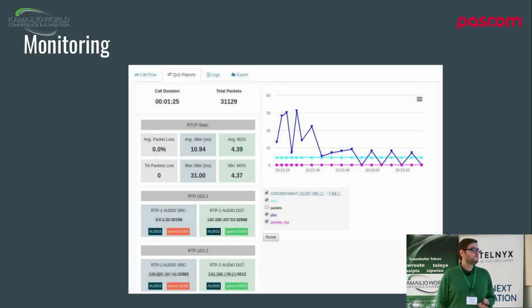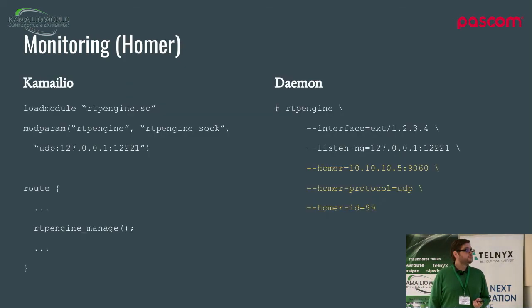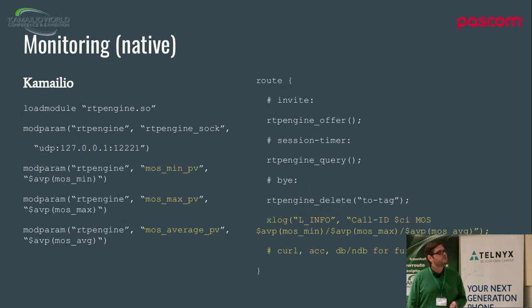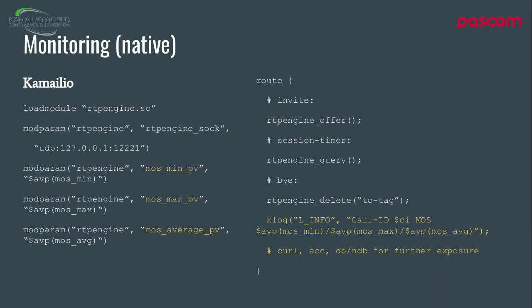So from a Homer point of view, I think this has been released last year already. RTPEngine can report RTCP to Homer, and Homer can then graph in real time your MOS score. And that's fairly easy again. Really, everything is easy. The only thing you need to provide to RTPEngine are the details of where to send your packets to. So you provide the Homer IP and port, you provide the protocol, some ID for correlation, and that's about it. And what's really new is the native style of monitoring. There are around, I counted it today, 40 parameters in the RTPEngine Kamailio module related to MOS reporting, or actually call quality reporting.